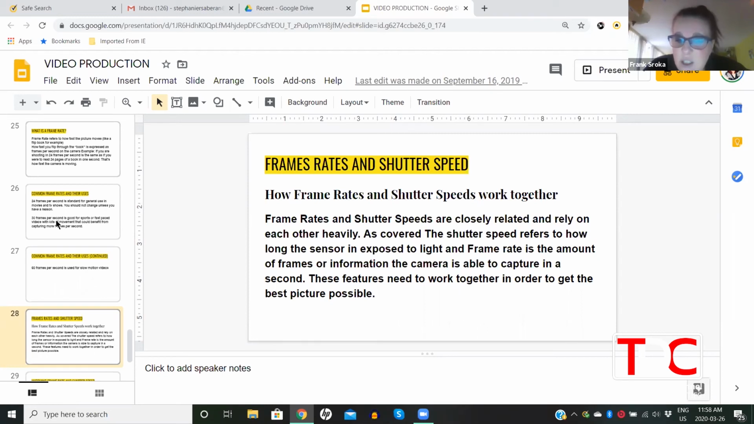These features need to work together in order to get the best picture possible. This is what I was referring to earlier: if one's off, the other one's going to be off, and the shot's going to be off. They both have to be working together, or you're not going to get the best picture or the best video. So you have to be aware of all of this.